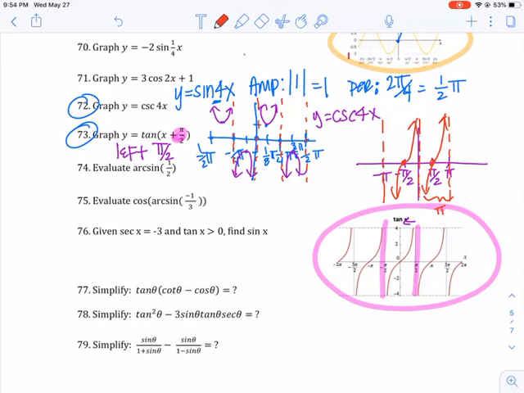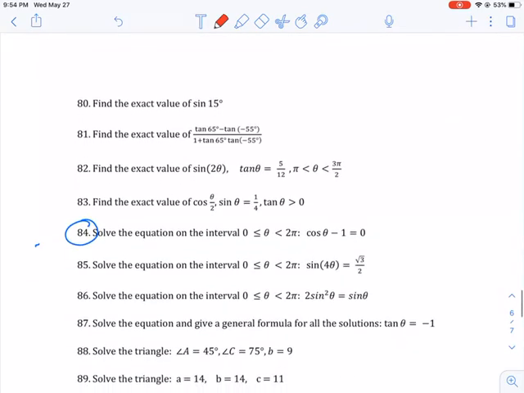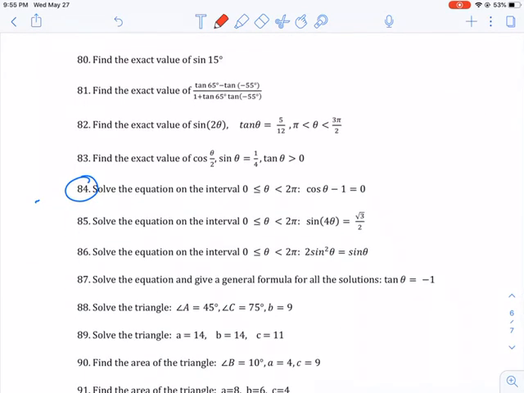Okay. And 84. Solve the equation on the interval of 0 to 2 pi. And I have cosine theta minus 1 equals 0. So we're just going to take that and solve for cosine. So add the 1. Cosine theta equals what? So we're looking for, where's the cosine 1? Okay, so it's going to come from your unit circle. Cosine number is the x-coordinate. So where do you have an x-coordinate of 1?